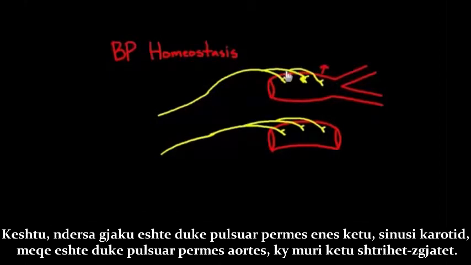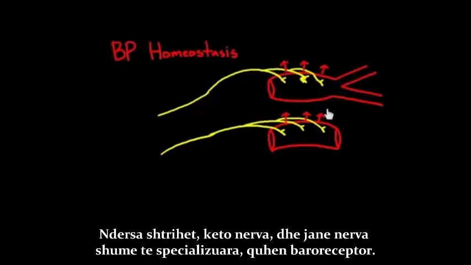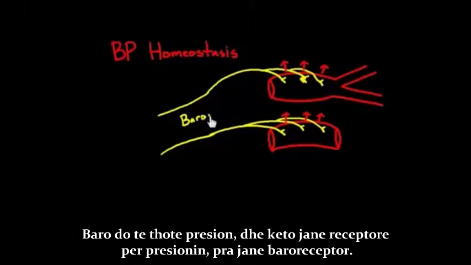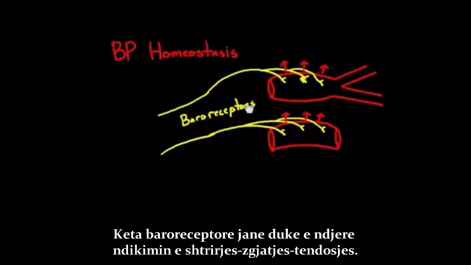So as blood is pulsing through this vessel right here, this carotid sinus, or as it's pulsing through the aorta even, that wall is being stretched out. And as it gets stretched out, these nerves, they're very special nerves, they're called baroreceptors. Baro meaning pressure, and they're receptors for pressure, so they're baroreceptors. These baroreceptors are feeling the effects of stretch.